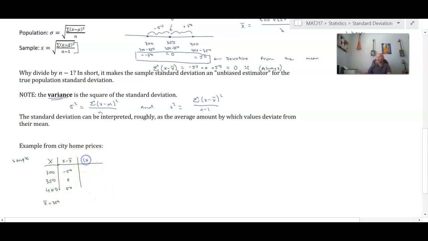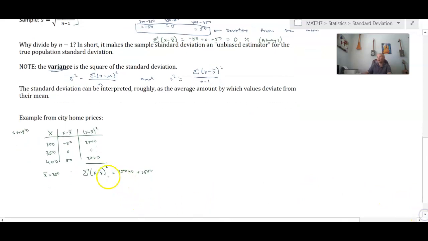And now in this next column, let me square them first, because we're going to add up those squares. Negative 50 squared is 2500. 0 squared is 0. 50 squared is 2500. And now add these up. Okay, so this is our numerator. So we get 2500 plus 0 plus 2500, which comes out to 5,000.